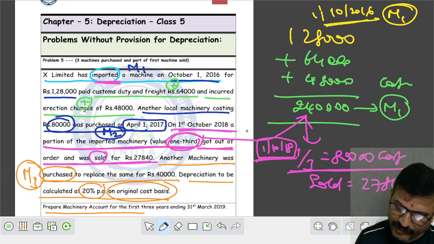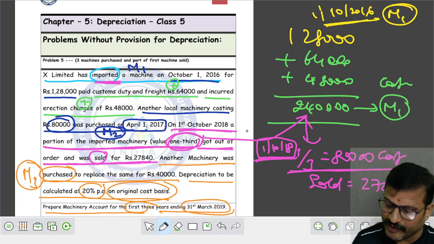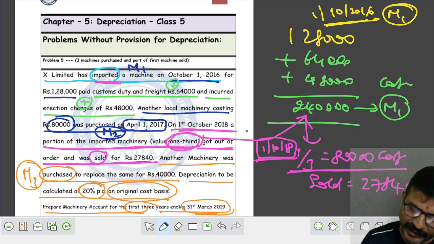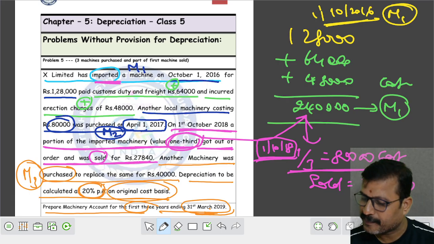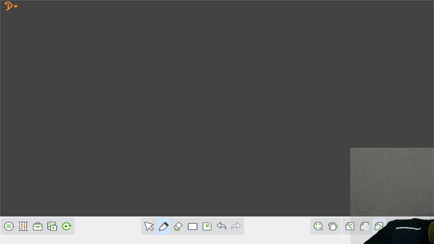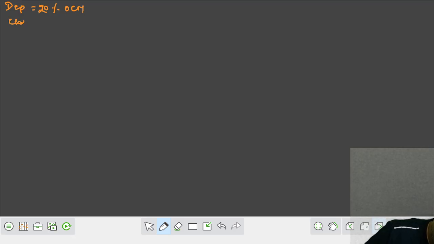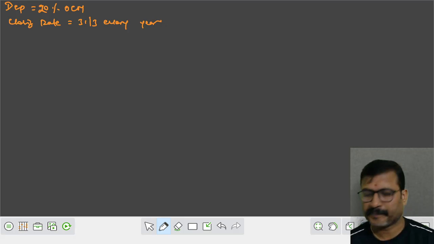Prepare machinery account for 3 years ending 31st March 19. See, we have to end at 31st March 19. Means we can say that accounts are closed on 31st March every year. Depreciation is 20% on OCM method. Shall we write? First you mention depreciation is 20% under OCM method. Means original cost method. Means straight line method. Closing date when? 31st March every year. Fine.